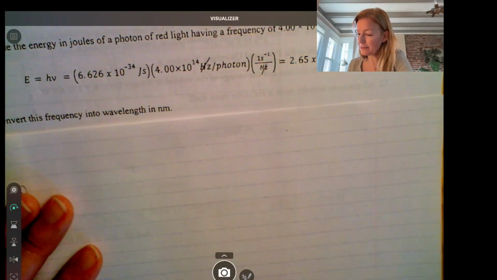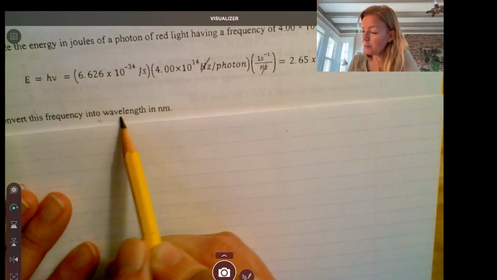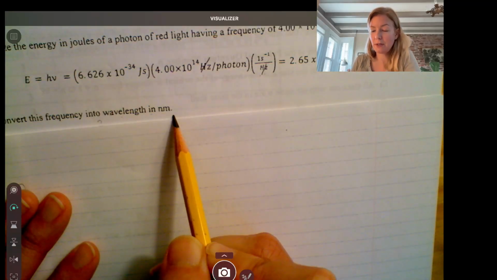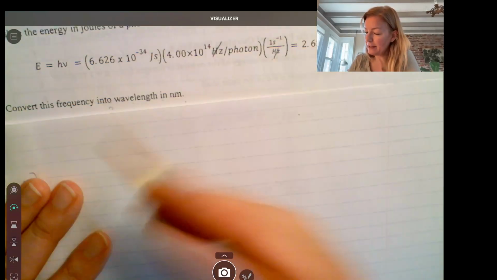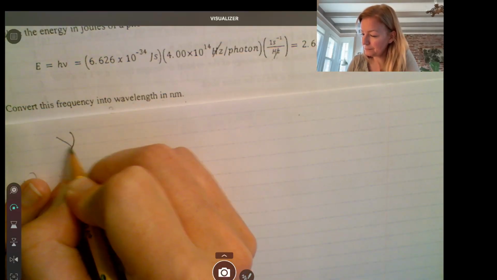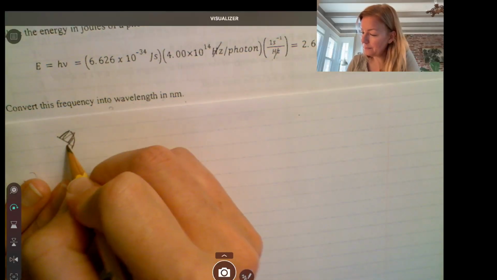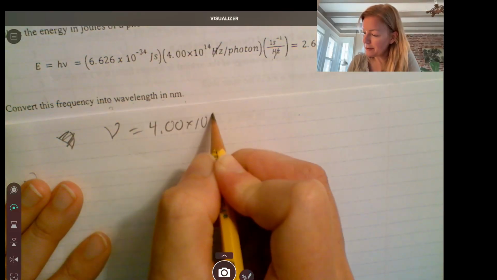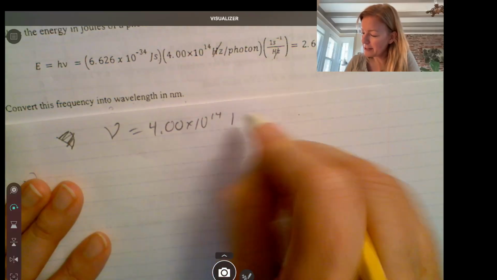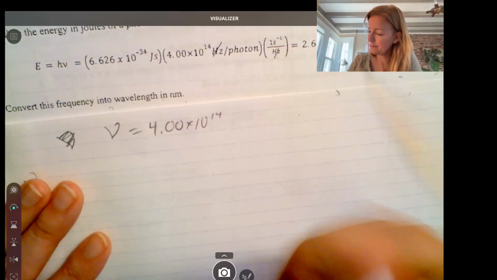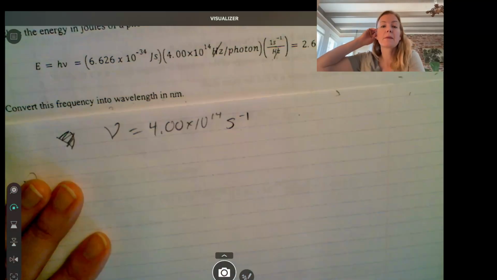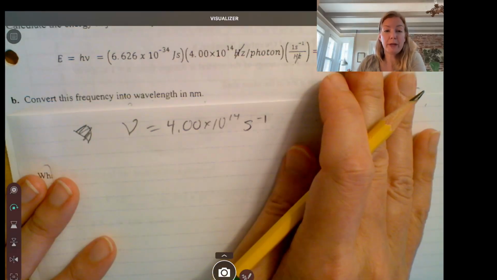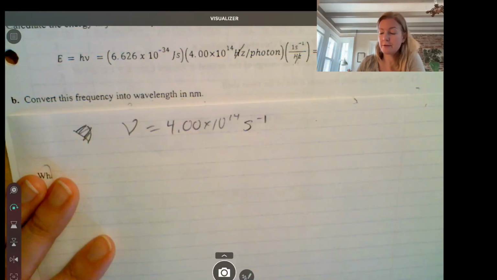I'm going to cover this up. Convert this frequency into wavelength in nanometers. Okay? So we have our frequency from the original problem, 4.00 times 10 to the 14th hertz. I'm just going to write seconds to the negative 1. Okay. We want to convert this into wavelength. So for this one, we're going to use the other formula.